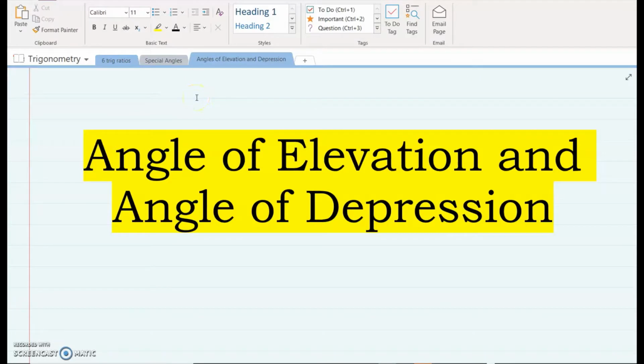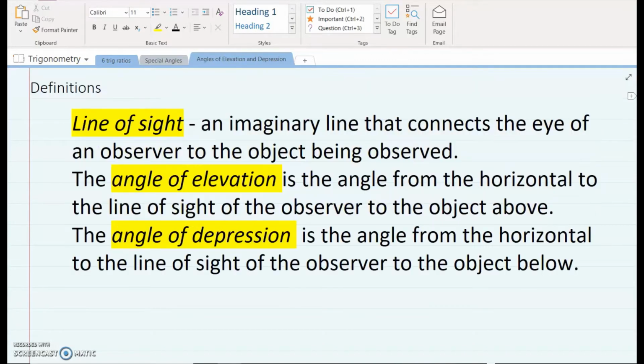Hello, good day! Welcome to another week of learning for our grade 9 mathematics lesson. For this week, we have angle of elevation and angle of depression. Let us have first the definitions.